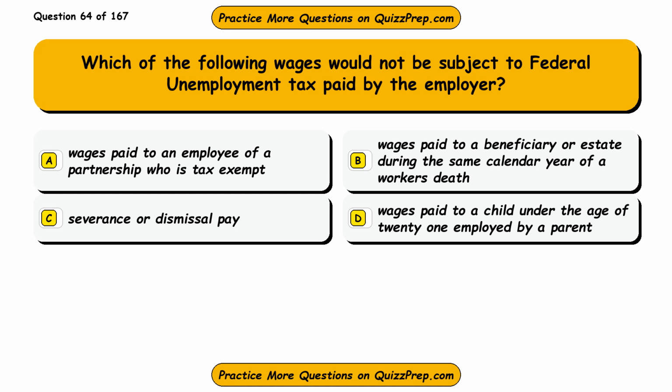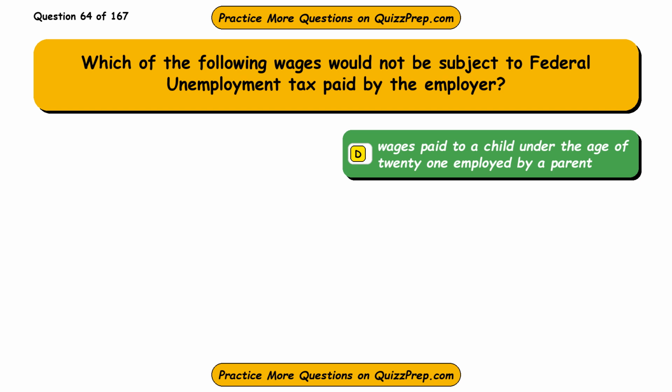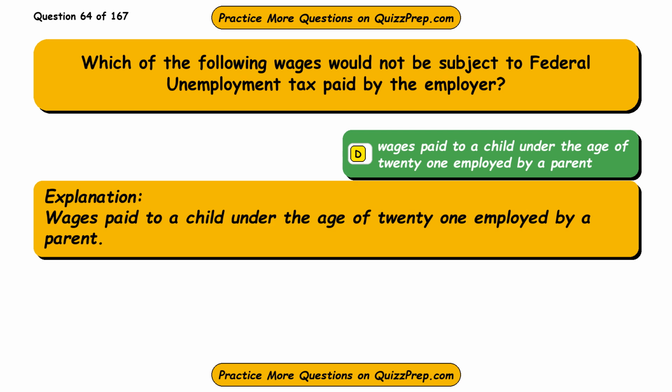Question 64. Which of the following wages would not be subject to federal unemployment tax paid by the employer? Option A, wages paid to an employee of a partnership who is tax exempt. Option B, wages paid to a beneficiary or estate during the same calendar year of a worker's death. Option C, severance or dismissal pay. Option D, wages paid to a child under the age of 21 employed by a parent. The correct answer is option D, wages paid to a child under the age of 21 employed by a parent.